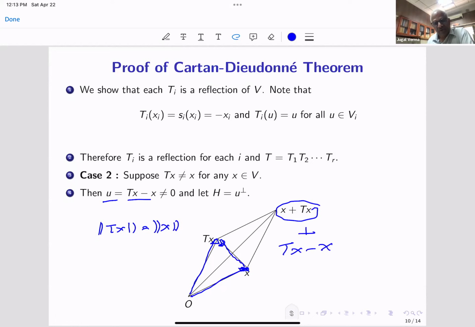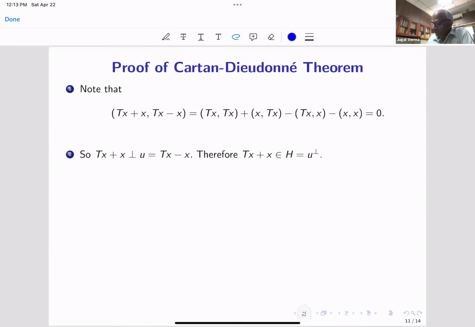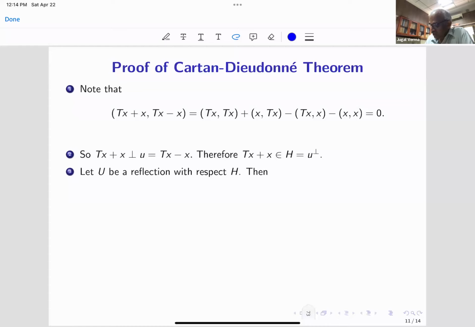But now we are dealing with the inner product space in dimension n, and this really needs an analytic argument. So here is the analytic argument. Take the inner product of Tx plus x and Tx minus x. The rhombus told you that it is perpendicular, but I need to show that the inner product is zero. So you just use the bilinear property: Tx with Tx, then Tx with x, and x with Tx, and x with x. But this is the square of the length of Tx, and this is the square of the length of x, and they are equal, because T is orthogonal, and by symmetry, these two numbers are equal. So this is zero. So this shows that Tx plus x is perpendicular to Tx minus x.